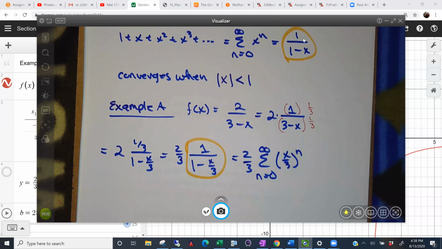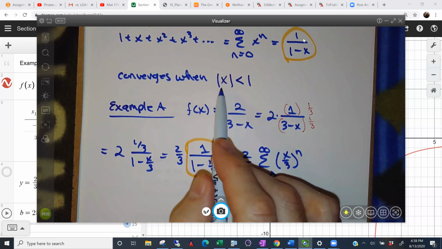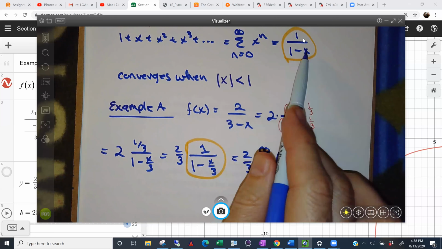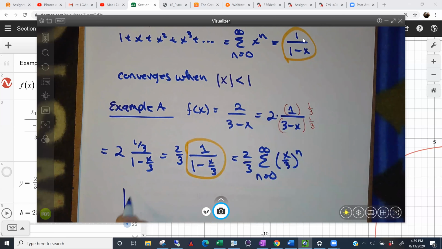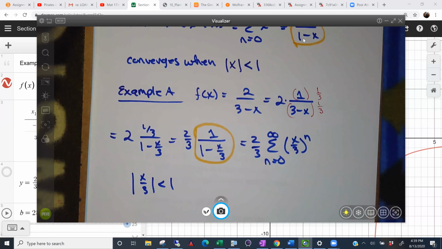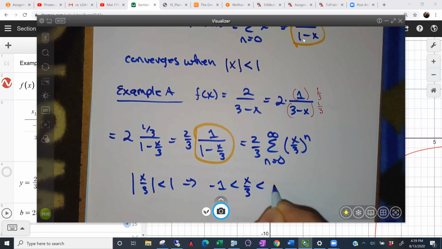Now, of course, what you need to answer after that is, when does that converge? Well, remember our criteria. The absolute value of our x, in this case x over 3, has to be less than 1. So probably a couple ways to solve that one. Easy way to work on this would be to just repeat things like this. And then if we multiply both sides by 3, we get -3 is less than x is less than 3.